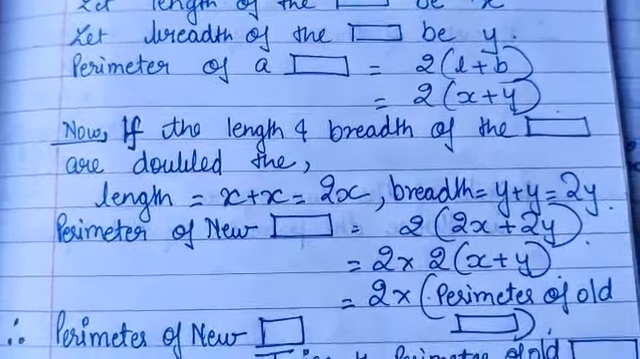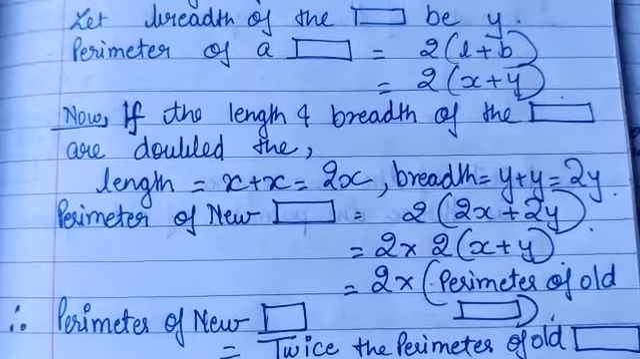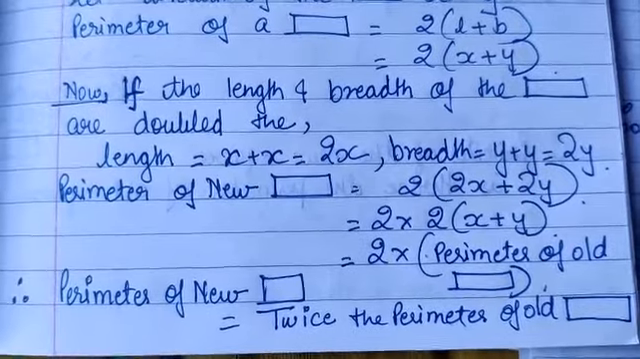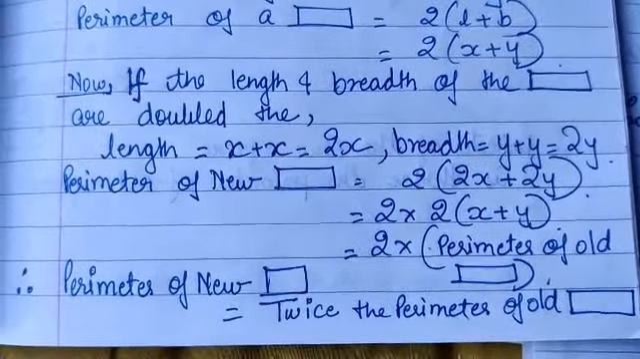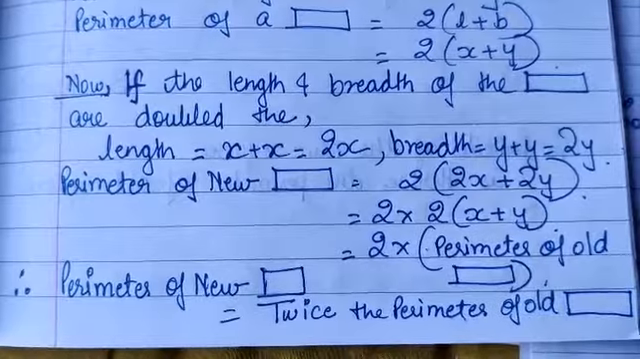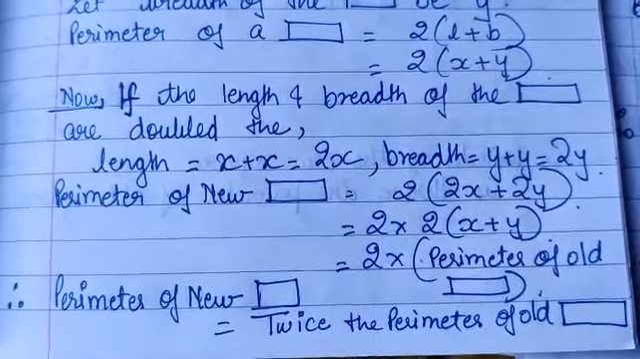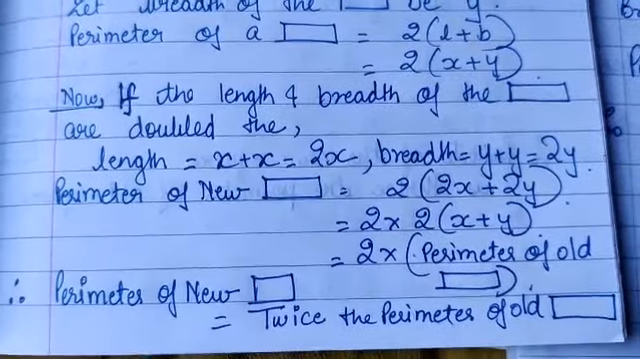Now if the length and breadth of the rectangle are doubled, then our length will become x plus x, which is equal to 2x, and breadth will become y plus y, which is 2y. So the perimeter of the new rectangle will be 2 times 2x plus 2y.